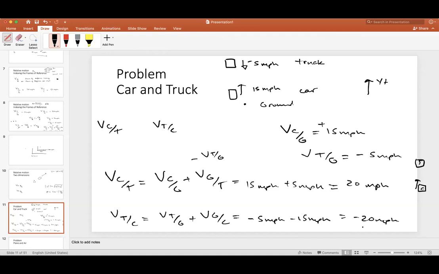So in this case, if you were sitting in the car thinking the car wasn't moving, it would appear to you that the truck was approaching you at 20 miles per hour, heading south toward you at 20 miles per hour. That's what this negative sign means, okay? That's it. That's simple. These are the simple rules of relative motion. You can assume either one of them is at rest. You might have to flip a sign, okay?